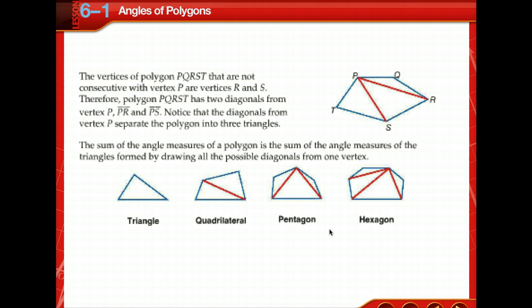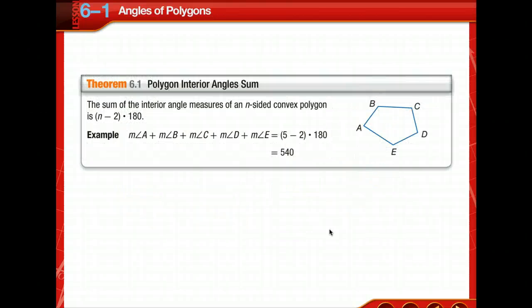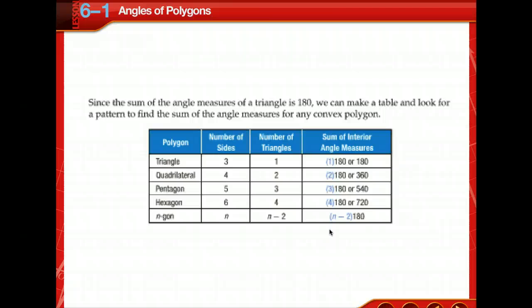Since the sum of the angle measures of a triangle is 180, we can make a table and look for a pattern to find the sum of the angle measures for any convex polygon. And here's our table. A triangle has three sides, so n minus 2, 1 times 180 is 180. The sum of the interior measures will be 180. n minus 2, so 4 minus 2 will be 2. 2 times 180, a quadrilateral has 360 as the sum of the interior angle measures. This is a chart that would be very good for you to put in your notes.